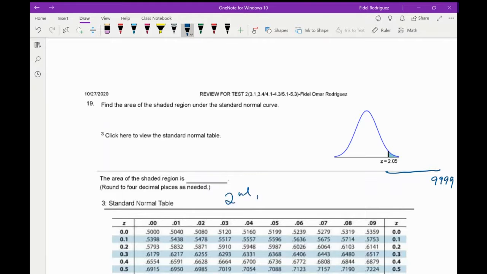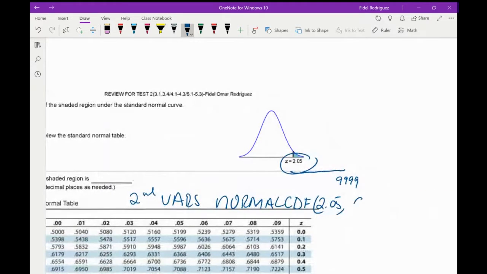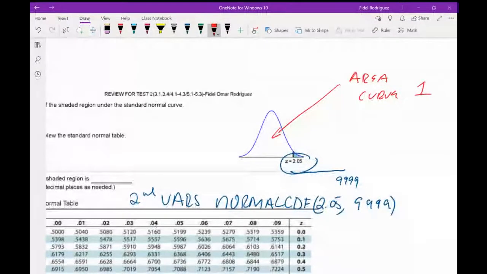So I would go second, and then my vars, and then normalcdf, and 2.05, and we're going to end at 999. So guys, one thing I do want to mention also: the area under the curve is supposed to be 1, right? I'm sorry, I lost my spot. Here we go. The area under the curve is supposed to be 1. So if I look at this area here, it's going to be pretty small, right? That number should be a pretty small number because it's just a very tiny spot, right?